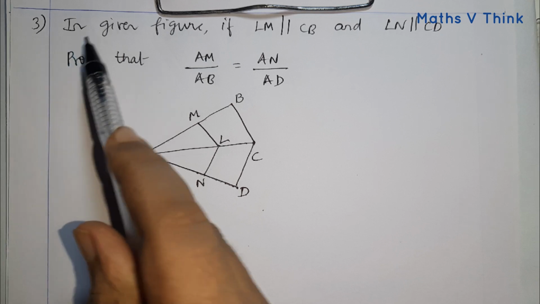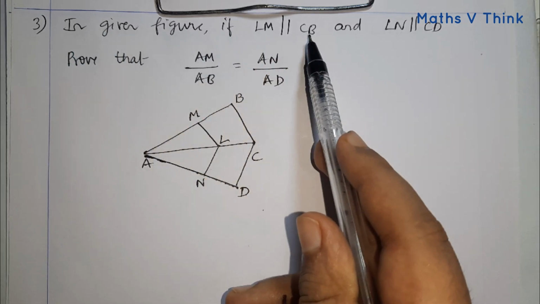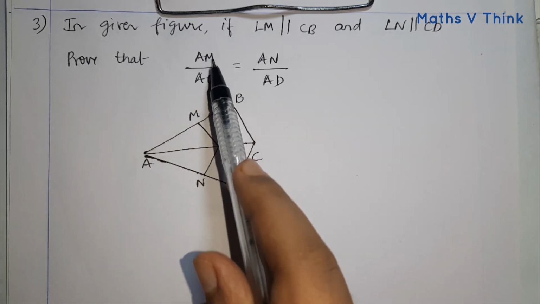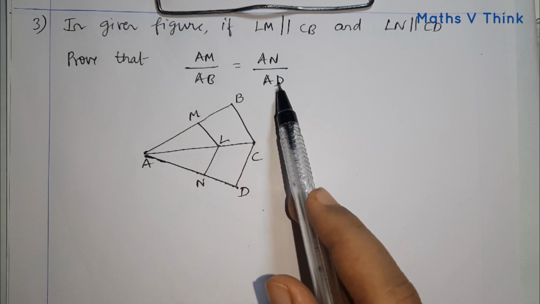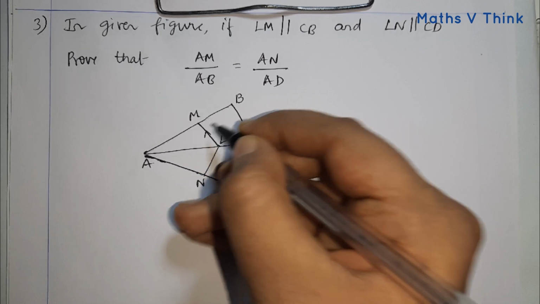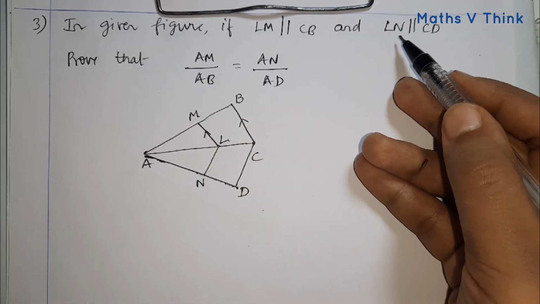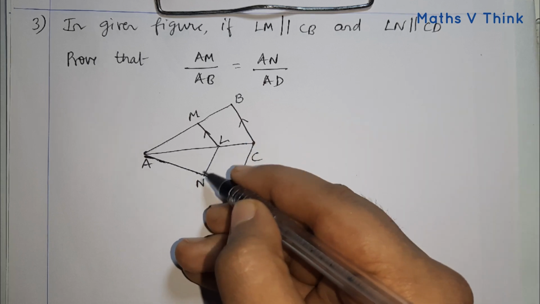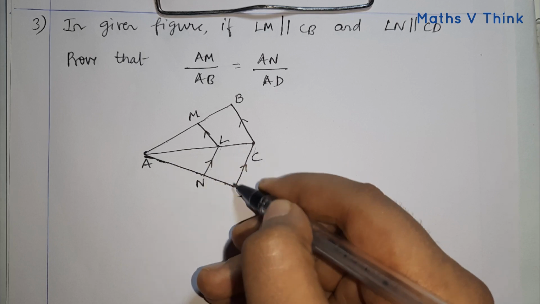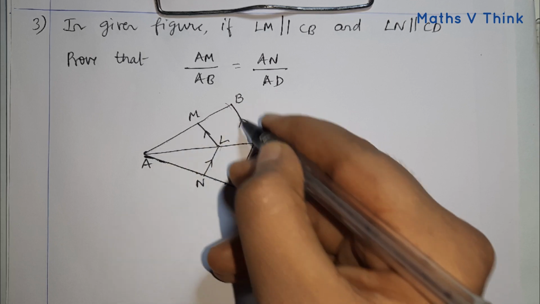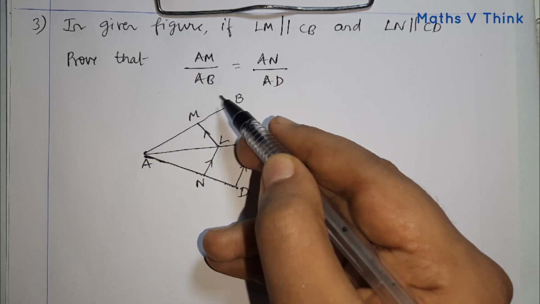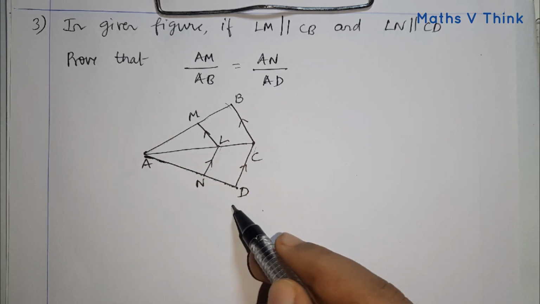The third question says, in given figure, if LM is parallel to CB and LN is parallel to CD, prove that AM by AB is equal to AN by AD. So LM is parallel to CB. So this is parallel to this. Same way LN is parallel to CD. So again in this triangle, this is parallel to this. In this triangle, this is parallel to this. We need to prove AM by AB is equal to AN by AD.